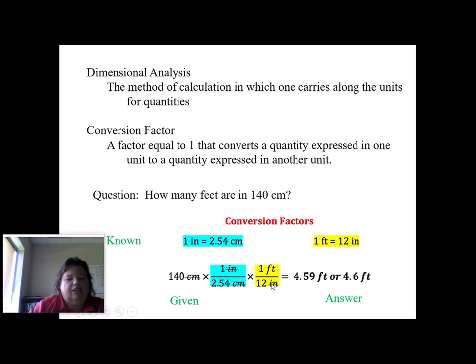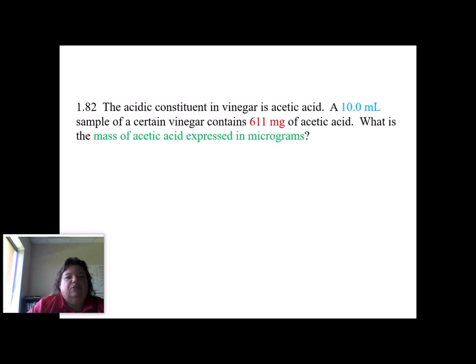And then I want inches to cancel out, so I put the 12 inches on the bottom and the 1 foot on top. I enter this by going 140 centimeters divided by 2.54 divided by 12, and I get 4.59, or in correct significant figures, 4.6 feet. Put this into your calculator and make sure that you get this answer and did the calculation correctly.